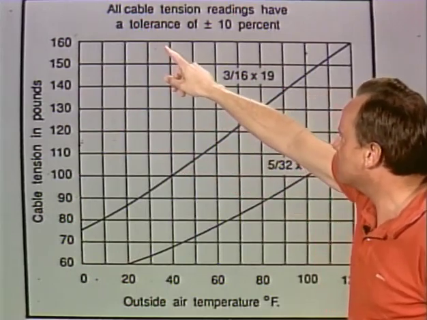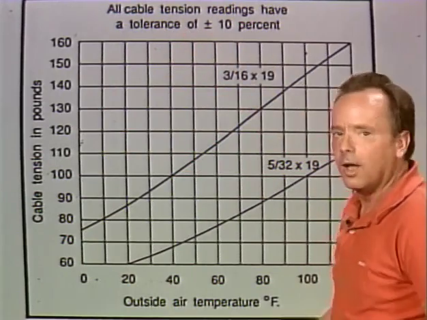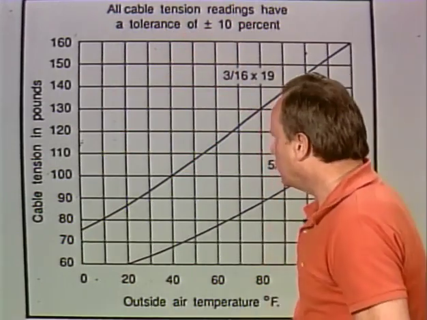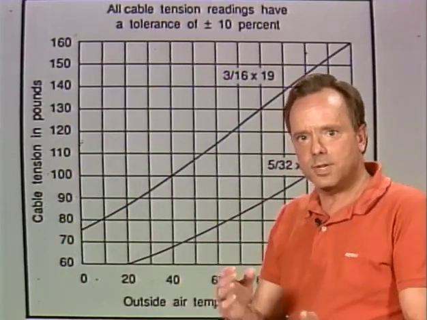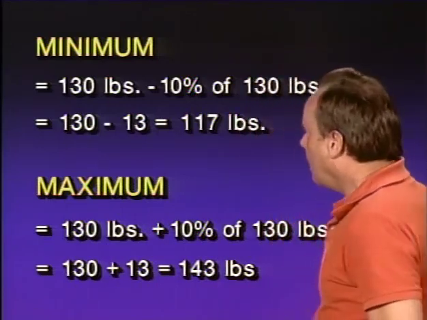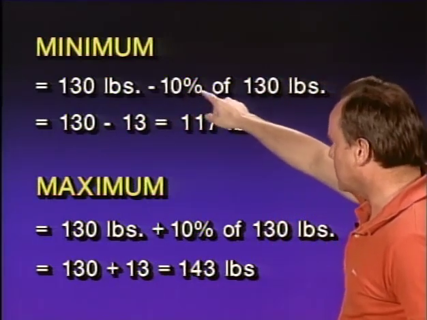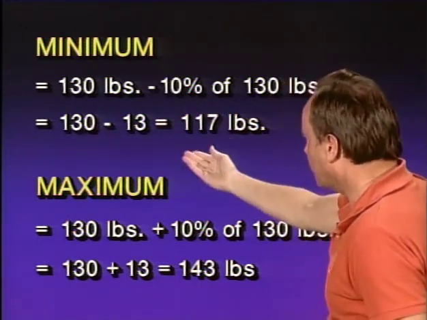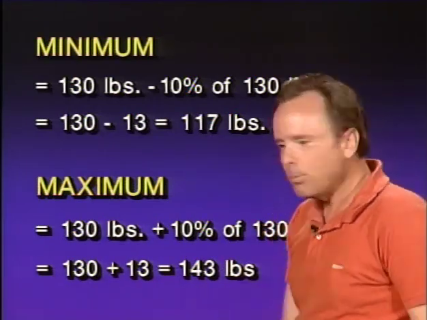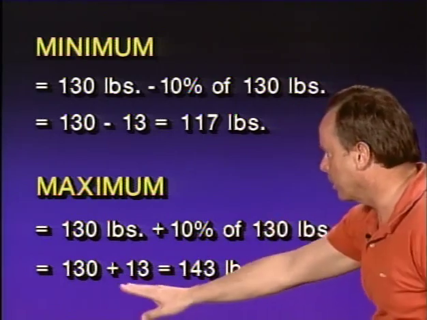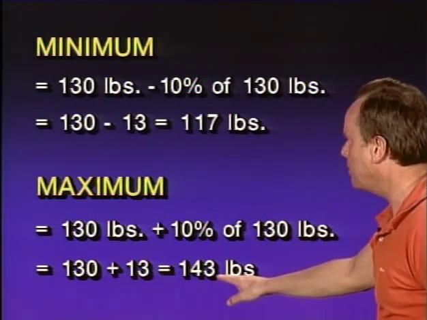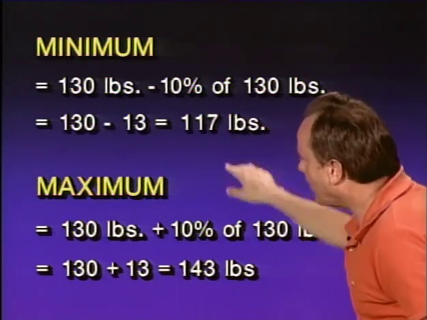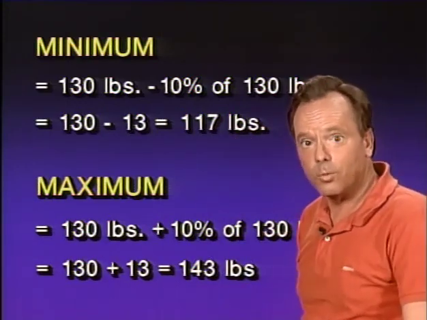But wait a minute, up at the top it says all cable tension readings have a tolerance of plus or minus 10%. So we're going to take that 130 pounds and apply plus or minus 10% to get the range of acceptable cable tension. Let's figure out that range. 10% of 130 pounds is 13 pounds. So the minimum would be 130 pounds minus 13 pounds, or 117 pounds. The maximum would be 130 pounds plus 13, or 143 pounds. So the acceptable range is 117 pounds to 143 pounds.